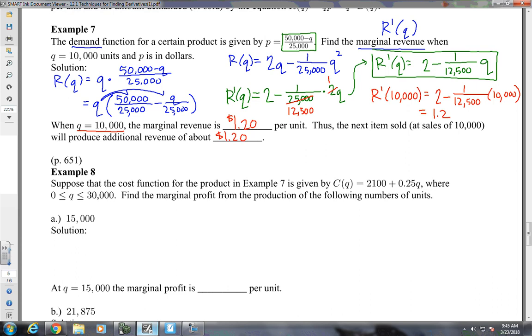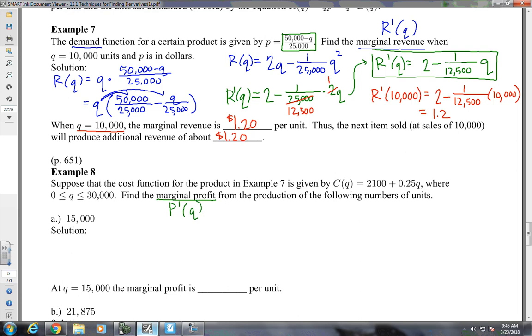Okay? Let's work example 8 as well. Suppose that the cost function for the product in example 7 is given by C of Q equals 2100 plus 0.25Q, where Q is between 0 and 30,000. Find the marginal profit from the production of the following numbers of units. So notice what we're looking for, marginal profit. Marginal, remember, means derivative. So I'm looking for the derivative of profit with respect to quantity Q.